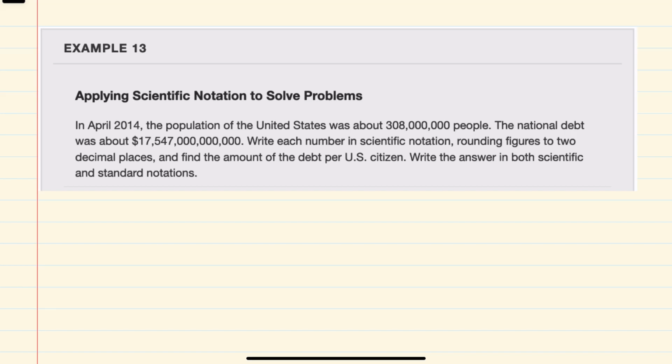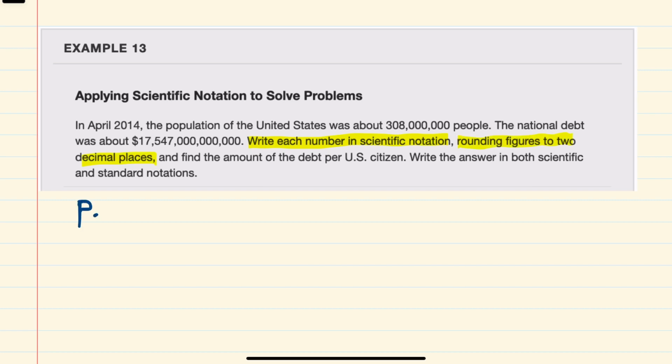In this video, I'll be helping you with a math topic called Applying Scientific Notation to Solve Problems. This example is taken from the OpenStax College Algebra text. We're told that in April 2014, the population of the United States was around 308 million people, the national debt was $17,547 billion, and our instructions are to first write each number in scientific notation, rounding figures to 2 decimal places.